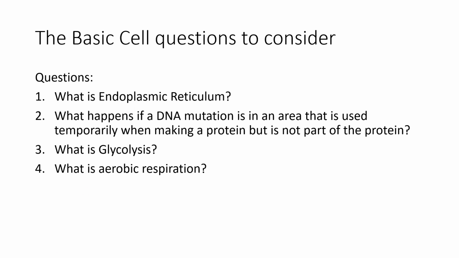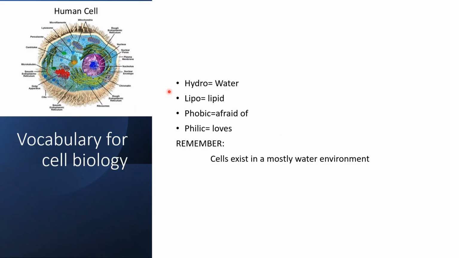Some of these you have heard before in general bio. So again, there's always vocabulary that you want to know. And I actually have a cell here, and we're looking at a human cell which is a eukaryotic cell. And there are words that we need to understand so we can actually understand how things work. One of the first ones is hydro. Hydro is going to be water.